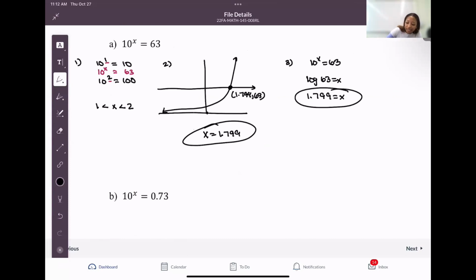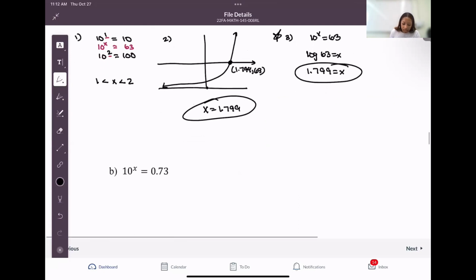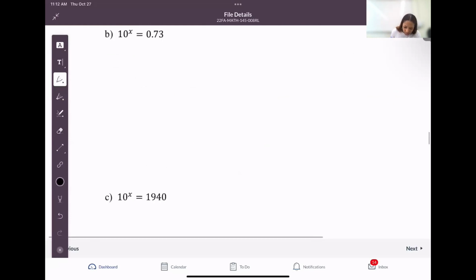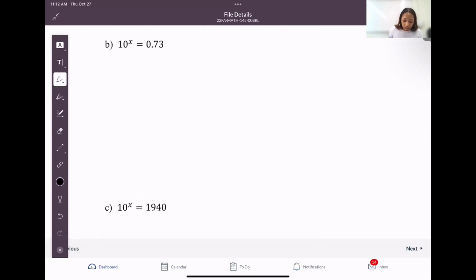So part 3 is really the new thing that we're learning here. How can we solve this using logarithms? Convert to logarithmic form and then put it into your calculator. All right, so for part B here, 10 to the x power equals, skipped one, 0.73. We're just going to skip to step 3. If we convert 10 to the x power equals 0.73 to logarithmic form, that's log of 0.73 equals x. Then we can type this into our calculators.